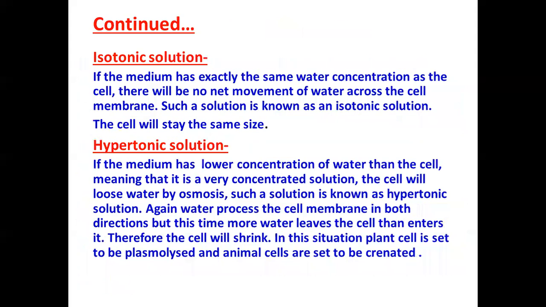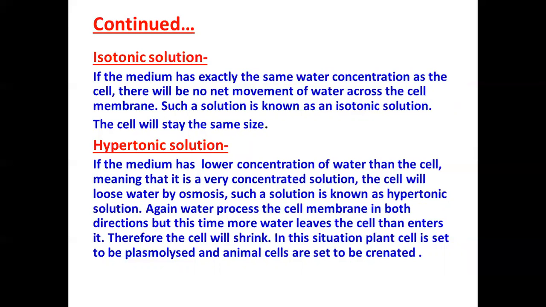Next is isotonic solution. If the medium has exactly the same water concentration, that means solute and solvent are balanced on both sides, as in the cell, there will be no net movement of water across the cell membrane. That means movement is there, crossing is there, but there will be an equal amount going and coming. Such a solution is known as an isotonic solution. The cell will stay the same size. There will be no difference because an equal amount is coming and going.